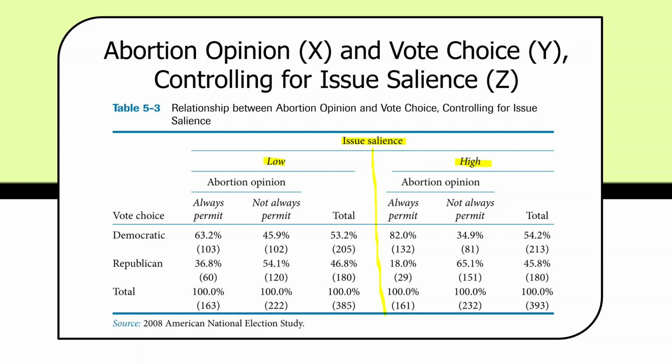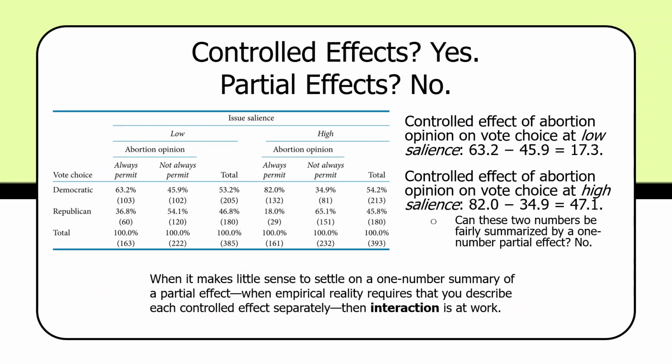The independent variable is comparing those who say abortion should always be permitted with those who think it should not always be permitted. So this would be the strong pro-choice position and the less strong pro-choice position. And then we've done the same on this side for high salience types. Now for this example, let's stick to the evaluation of the effect of the independent variable X on the dependent variable Y, and we'll use percent vote Democratic at both values of the control.